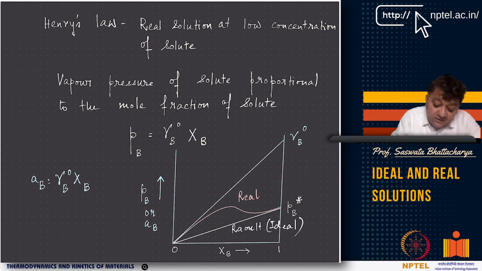Henry's law basically does not care about ideality. It is for a real solution, but with a very low concentration of solute, right? Very low concentration of solute. Now in that case, the vapor pressure of the solute is PB, right? When XB equals 0, see PB. This is Henry's law.